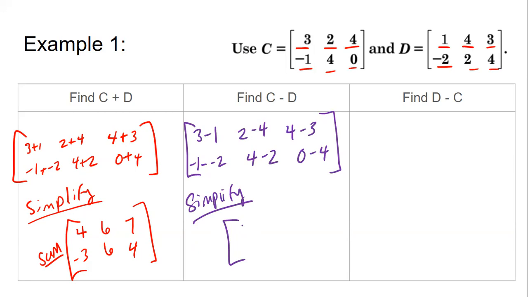3 minus 1, 2 minus 4, 4 minus 3, -1 minus -2, 1. A negative times a negative is a positive. So this is -1 plus 2, which is 1. 4 minus 2, and 0 minus 4, -4. So here's my difference.